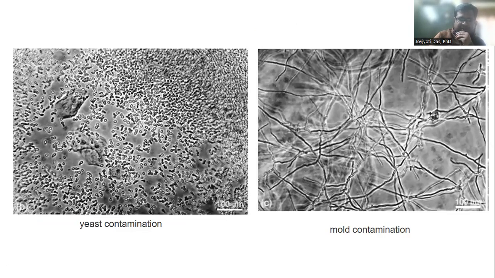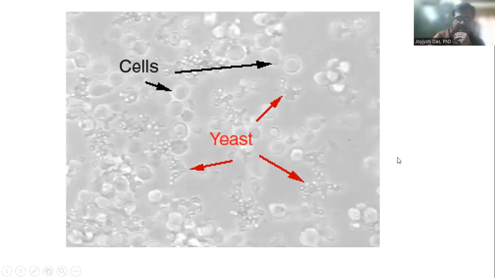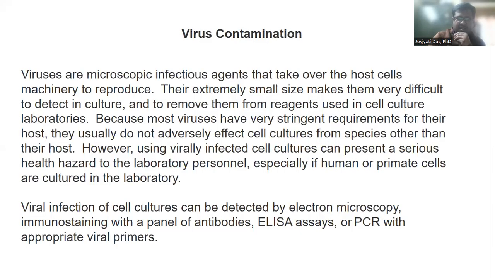This is how yeast will appear in cell culture, as a single-celled fungus. But in the case of mold contamination, you can see more of these wisp-like filaments and clearly identify the contaminating microorganism. So what about virus contamination?